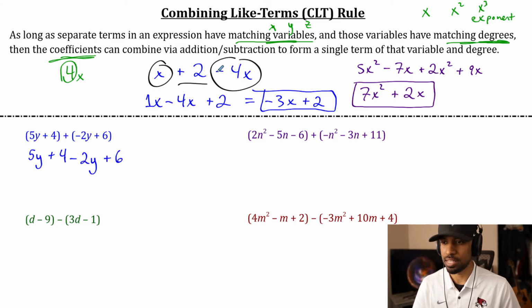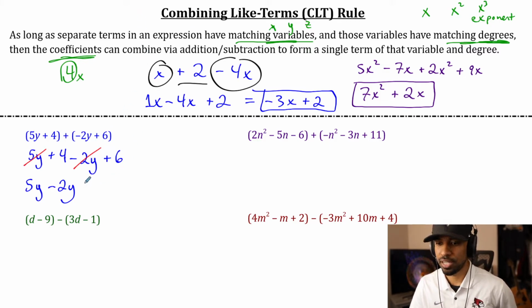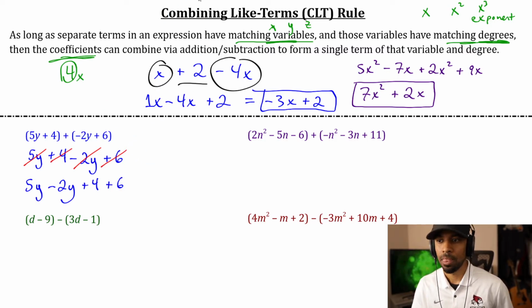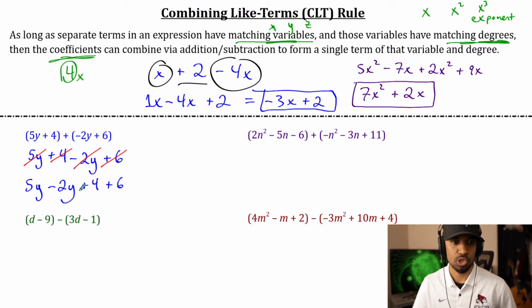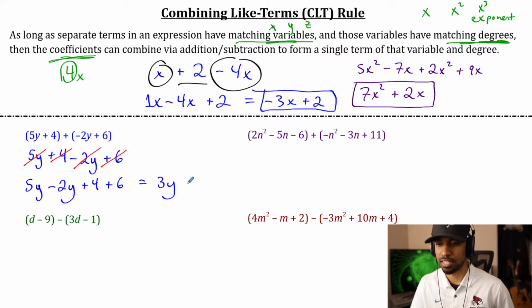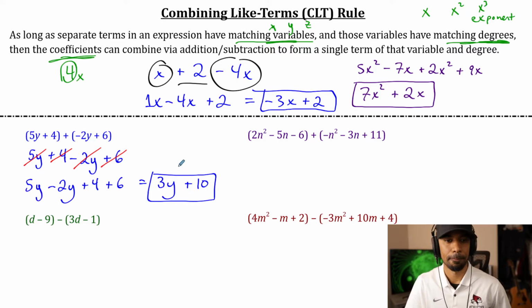If I do it like the one I did up here earlier, I'm going to reorder these so that the y's are written next to each other. 5y minus 2y. And maybe as I keep going, I cross out the ones that I've already used. Plus 4 plus 6. So I used all 4 terms, and I just put them in order so that I know what can combine. 5y minus 2y is going to combine to give me 3y. 4 plus 6 is going to combine to give me 10. So I get 3y plus 10. That's the simplified result right there.